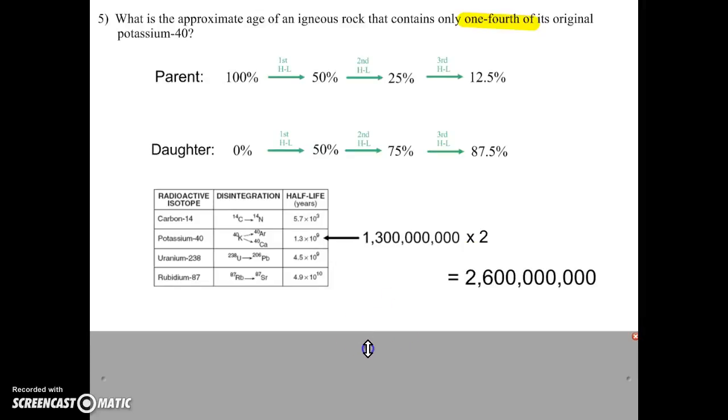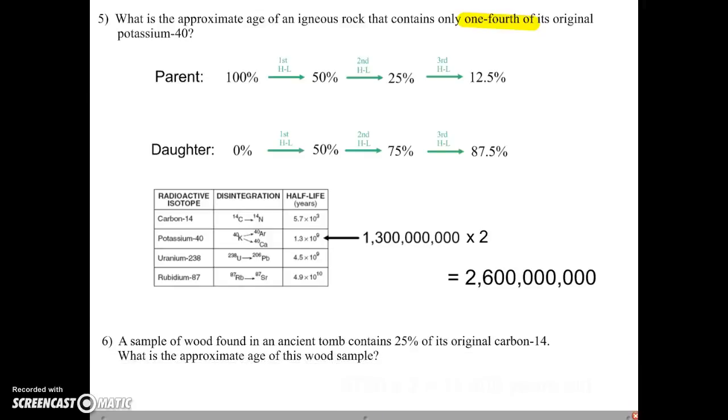And for the last practice question, a sample of wood found in an ancient tomb contains 25% of its original carbon-14. What is the approximate age of this wood sample? Okay, so it has 25%. So I come back up to this chart. So 25% again, that's 2 half-lives. Well, I know for carbon-14, each half-life is 5,700 years. If there have been 2 half-lives, it means this piece of wood is 11,400 years old. Okay, so those were some practice questions. We'll be doing many more in class.